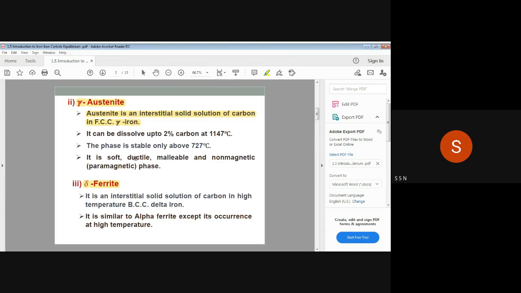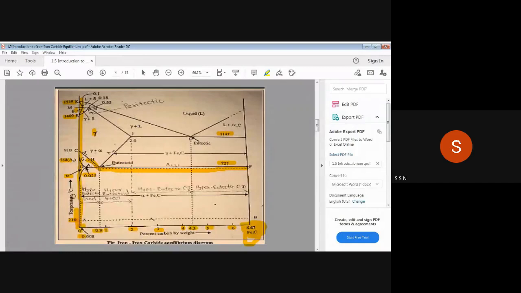The remaining ones, delta and alpha, both have BCC structure, but only this gamma iron will have the FCC structure. Again, it can dissolve up to 2% of carbon at 1147. So that we will see further. The phase is stable only above 727, and it is a soft, ductile, malleable, and non-magnetic phase. That is nothing but a paramagnetic phase. We have seen up to this point that on this vertical line, different phases of iron you will get. There is alpha, gamma, and delta.